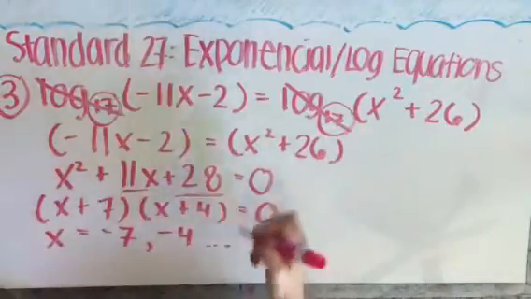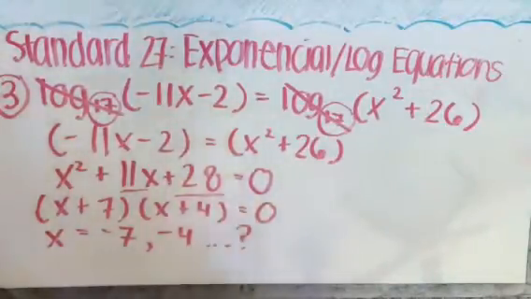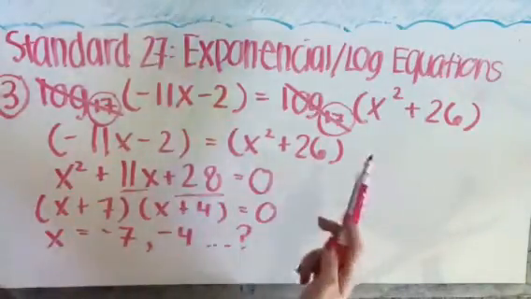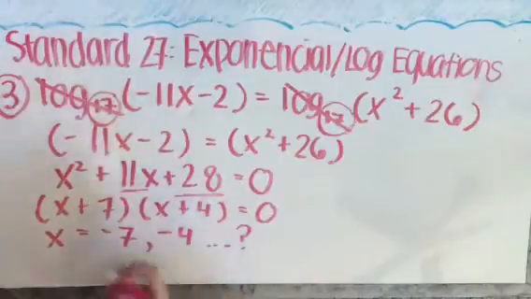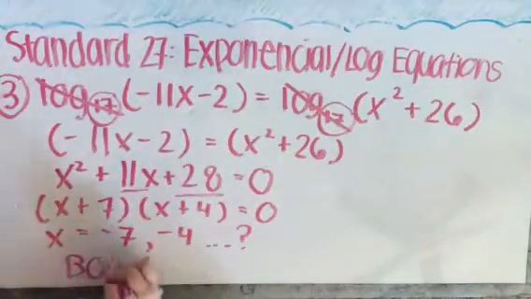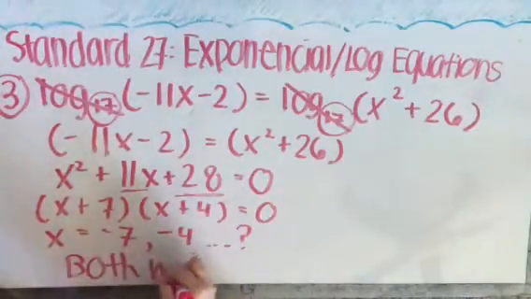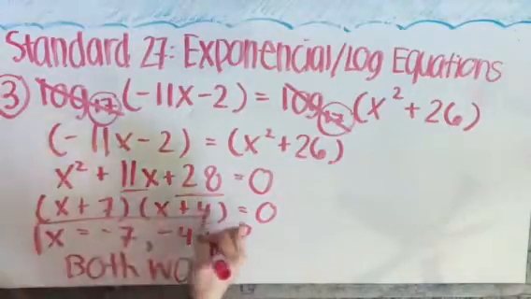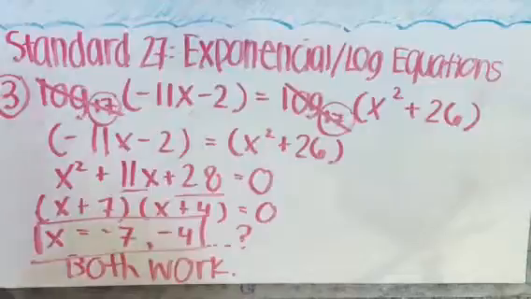Once again, you're not done. You have to go back and check both. Plug negative 7 in, works. Plug negative 4 in, works. So then you know that both of them work, and x could be negative 7 or negative 4.